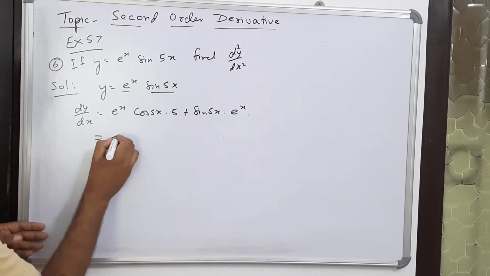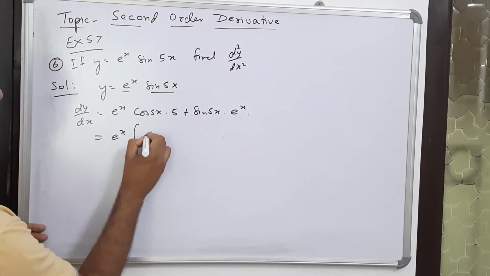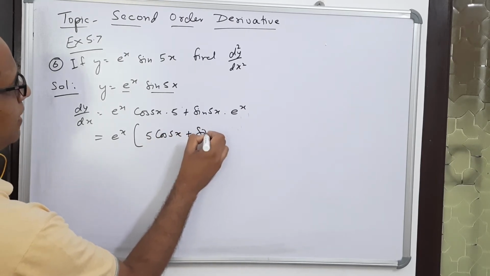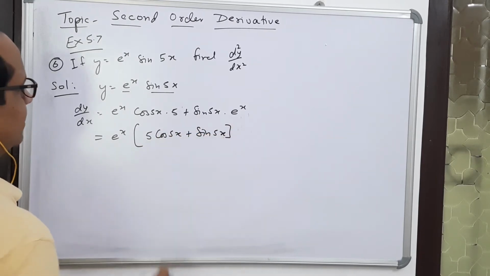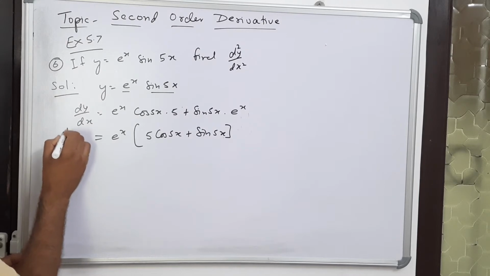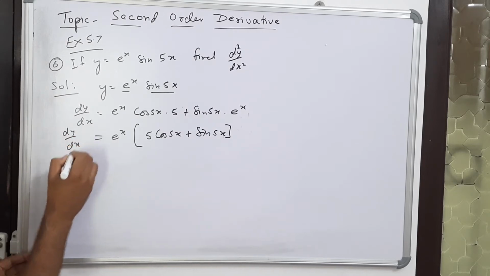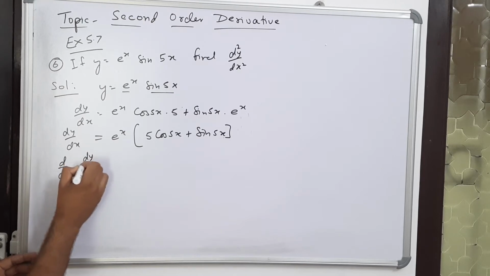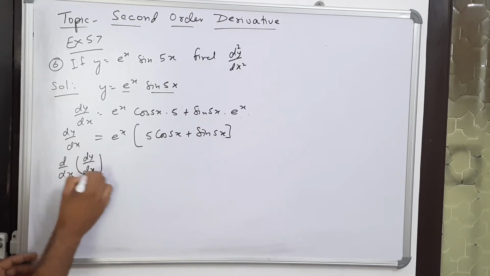Now from these two we take e power x common. So it is e power x into 5 cos 5x plus sine 5x. This is the result of the first order derivative. Now we will calculate the derivative of the derivative, that is d by dx of dy by dx.